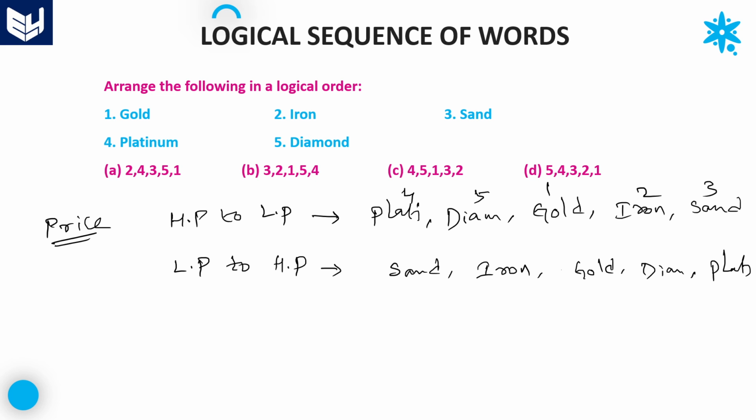So one order is 4, 5, 1, 2, 3 and the other is 3, 2, 1, 5, 4. The option 4, 5, 1, 2, 3 is not there. This one is 4, 5, 1, 3, 2, which is wrong. The highest price to lowest price order is not given, so obviously we have to check for lowest price to highest price. That is 3, 2, 1, 5, 4, and that is given. Option B is the right answer. In this way you can solve these kinds of problems. Guys, I hope you enjoyed the session. Thank you very much for watching.